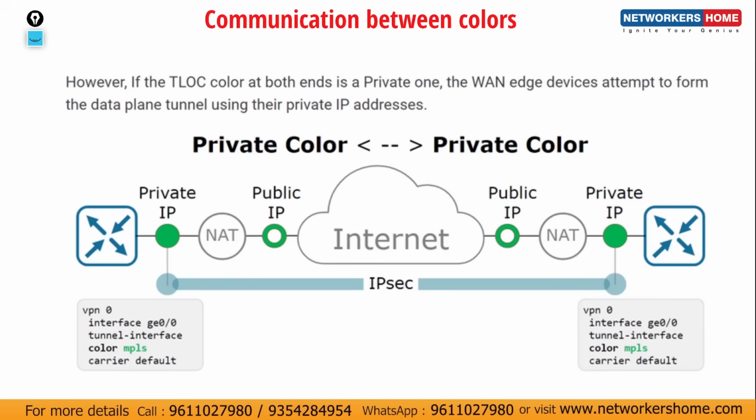Communication between different colors: what if it is private to private color? Even if you are running a NAT, what will happen? You are still going to have a tunnel between private IP and private IP. That is because of the color that you are selecting. What is going to be the practical implication of this? Only when we do customized stuff will they come to know about it.